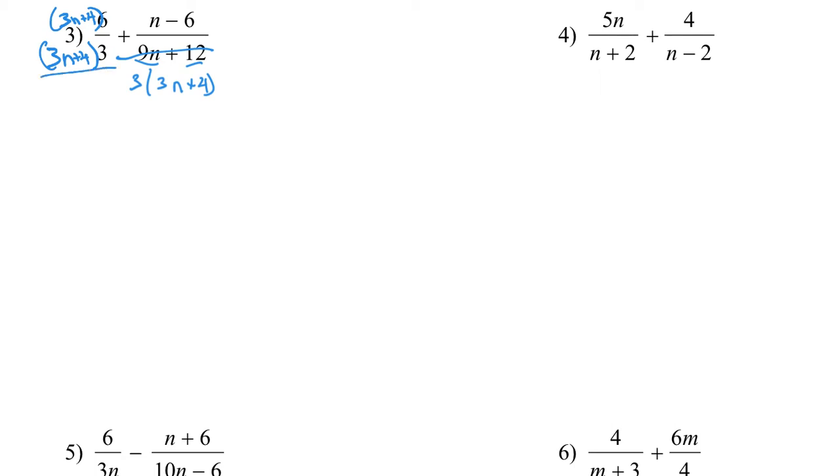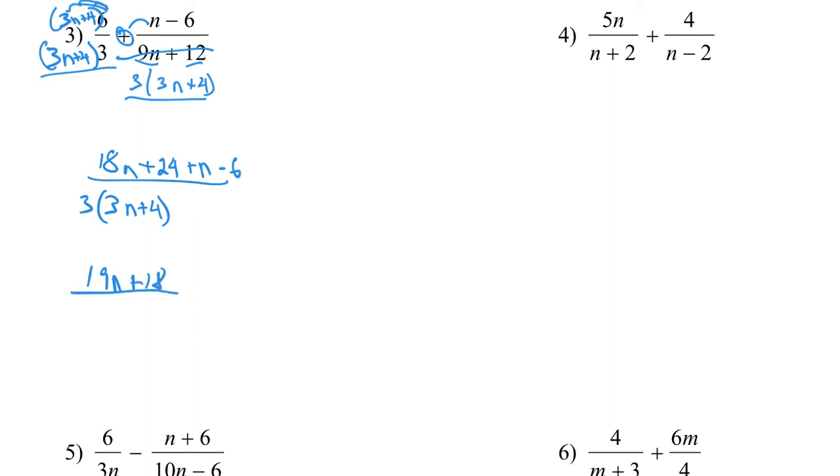So the denominators match, right? We have a 3 and a 3n plus 4 for each of them. So I'm just going to write one fraction with the 3n plus 4 multiplied by 3. And then I'm going to distribute in the 6. So 6 times the 3n gives me 18n. 6 times the 4 will get me 24. There's an addition sign, so no signs are changing. So I'm just going to drop down the n minus 6, combine my like terms, and then I'm done. So I've got 18n plus 1n, gives me 19n, 24 minus 6, plus 18, all over, keep the common denominator, and you're all set.